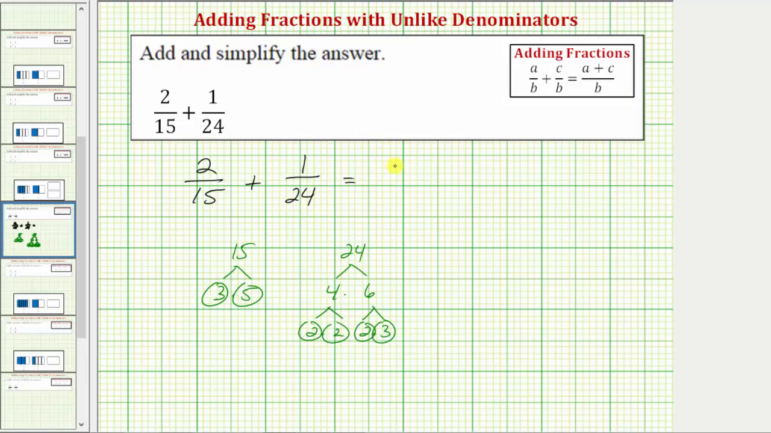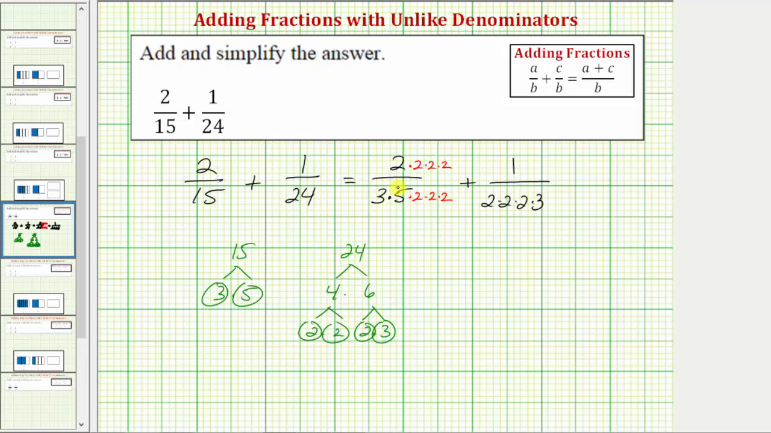So let's write 2/15 as 2 over 3 times 5. And let's write 1/24 as 1 over 3 factors of 2 and a factor of 3. Once we have the prime factors of the denominators, we can build a common denominator by making sure that both denominators contain the same prime factors. So notice this first fraction is missing 3 factors of 2 that this denominator has. So to create an equivalent fraction that has 3 factors of 2 in the denominator, we need to multiply the numerator and denominator by 3 factors of 2.